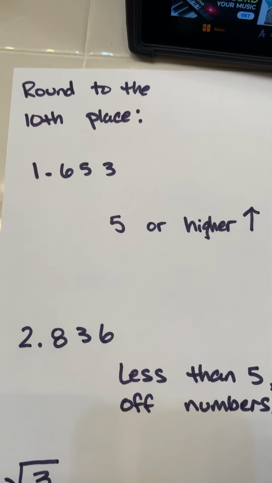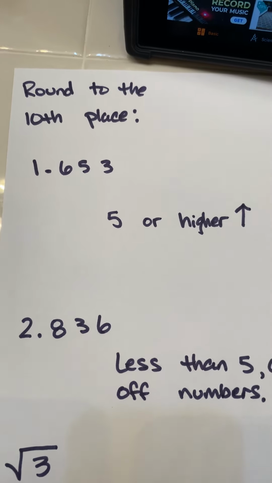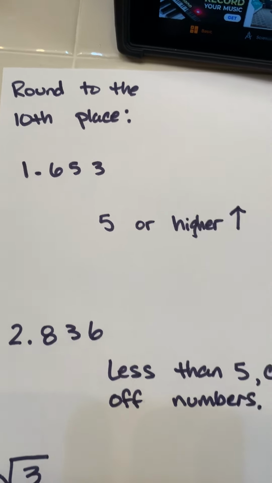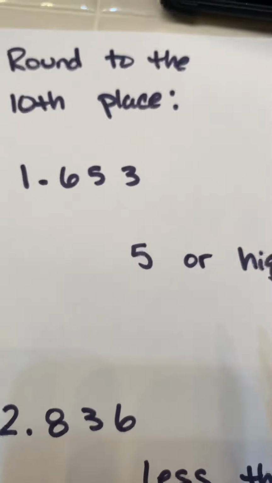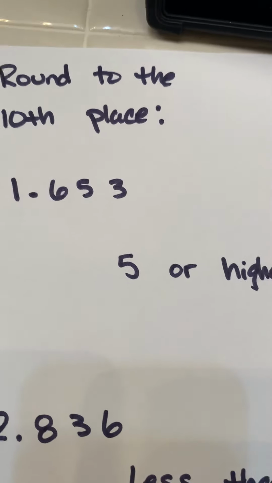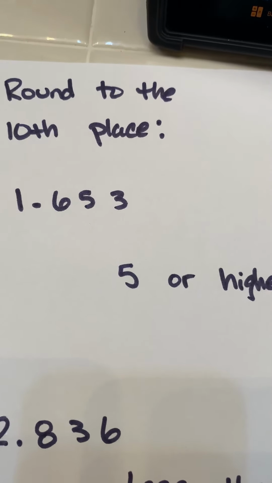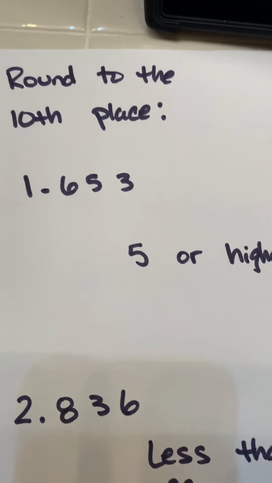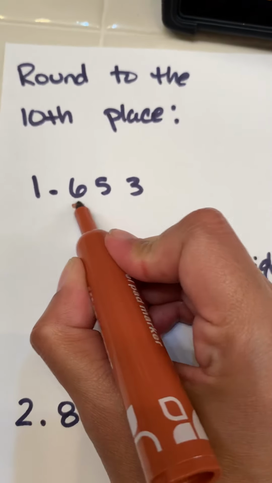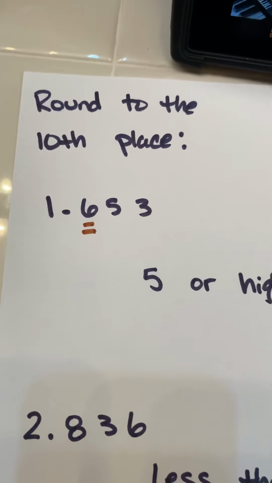Okay, today I'm going to give you an example of how to round your answers. You're going to be rounding square roots today, and I want to make sure you know how to round a number. So I'm going to give you the example of 1.653. When I look at this number, I want to round it to the nearest 10th place. The nearest 10th place is one number after the decimal point. So I'm going to underline the 6 because that's in the 10th place.